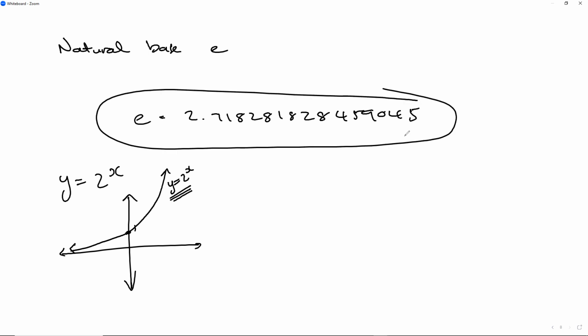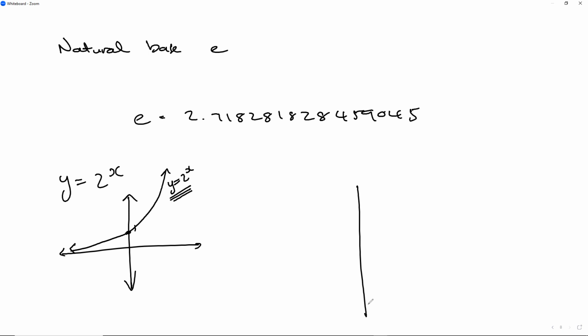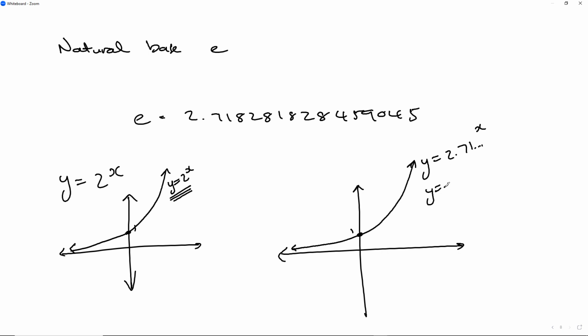Now, the function e is very much similar to that as an exponential function. It will also increase, but this will be y equals 2.71 to the power of x. It'll also go through the number 1, because when x is 0, anything to the power of 0 is 1. It'll look very similar, except it's 2.71828, a specific number. So instead of writing a number out, we write y equals e to the power of x, which is an exponential function. And we call it the natural exponential function.